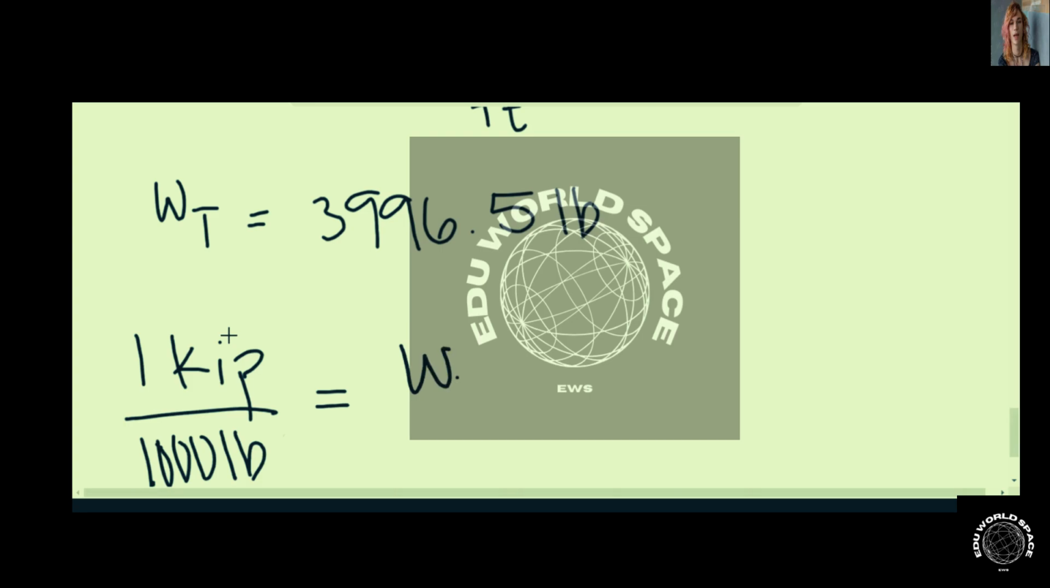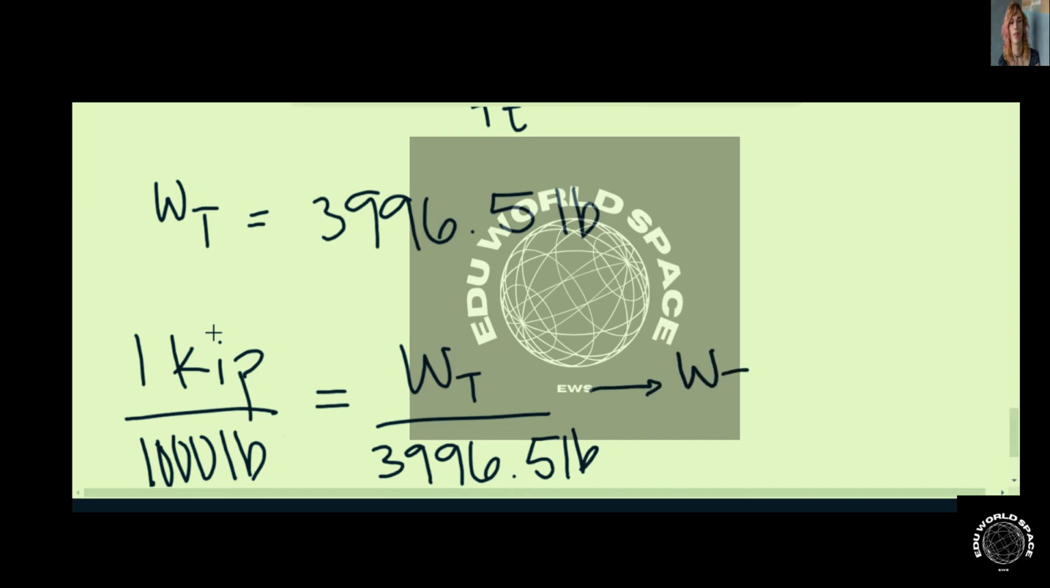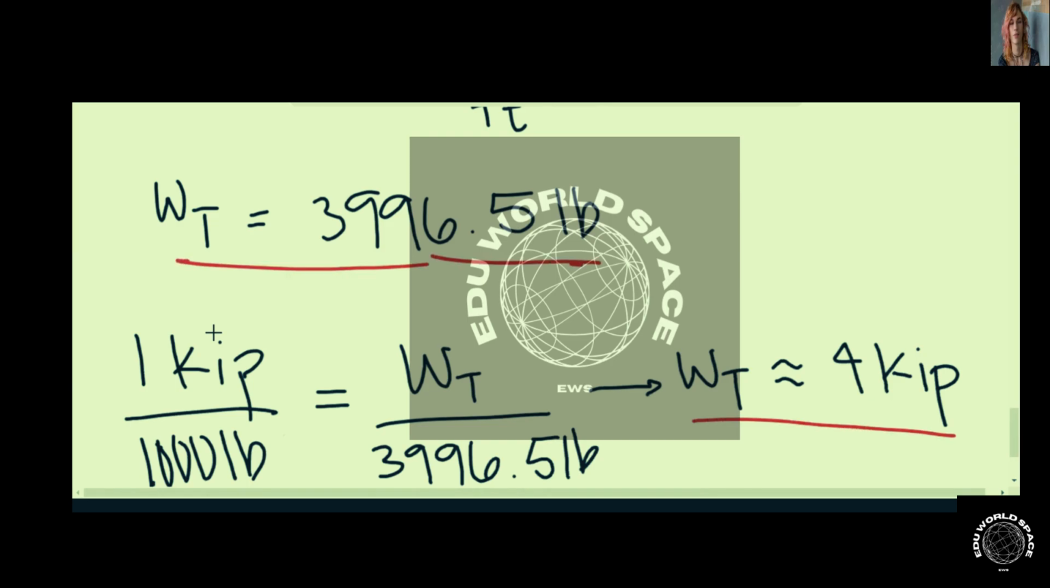which is equal to the total weight WT over the weight that we solved for earlier, which is 3,996.5 pounds. And the total weight in kips is approximately 4. So depending on the answer in the back of your book, it'll either be in pounds or it will be in kips. And now that we solved for the total weight of the cable, we're going to find the maximum angle, which will allow us to solve for the maximum tension.